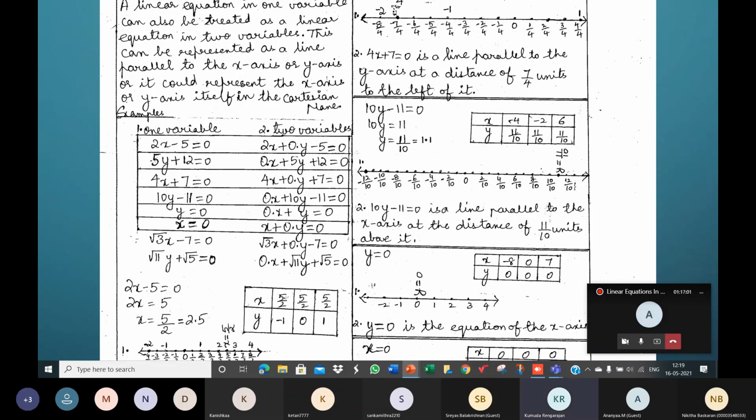I want you to plot it carefully. Join the 3 points by a straight line, and I want you to give your comment about that straight line you got.